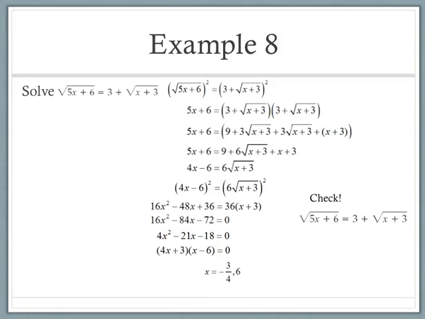So the square root of 5 times -3/4 plus 6 equals 3 plus the square root of -3/4 plus 3. Check that. And then plug 6 in and check that. So the square root of 5 times 6 plus 6 equals 3 plus the square root of 6 plus 3. In this case, -3/4 does not work, but 6 does. So our answer is x = 6.